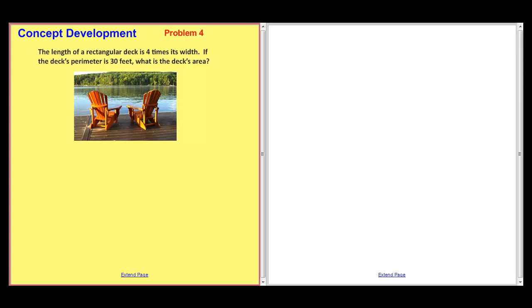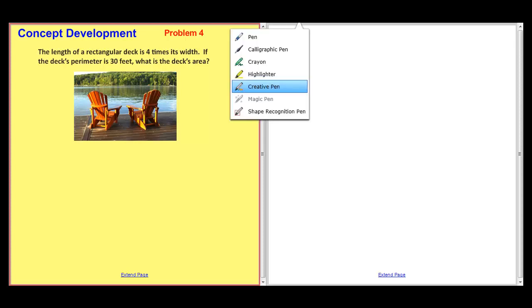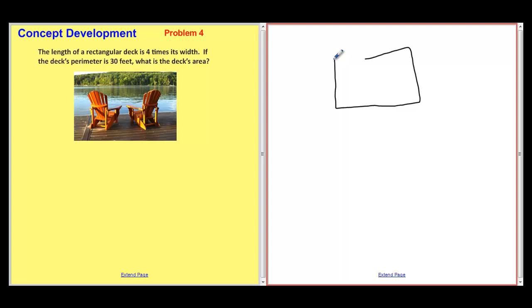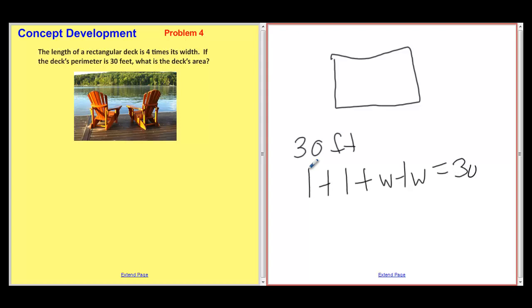There's another strategy that you can use where you just predict and you test a solution, and we can use that too. So let's start with a different solution here. The last solution would work as well, but I just want you to think about this. If I know that this is going to be 4 times this, and I know that altogether it equals 30 feet, and I know length plus width equals 30 feet. Or I could also go with 2 times length plus width.